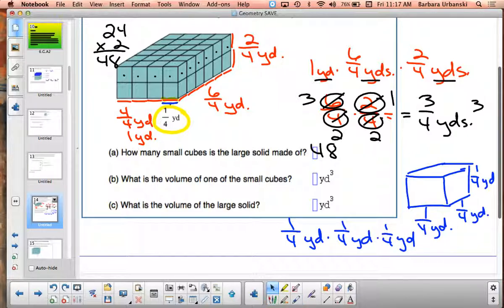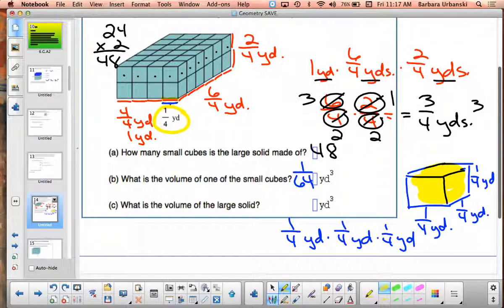And if we take a look, we would multiply across and we'd get our 1. And then we would have 4 times 4, 16. 16 times 4, we've got 1/64. They already have the label here for us. So one small cube would have a volume of 1/64 cubed yards.